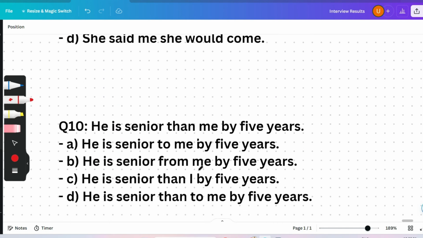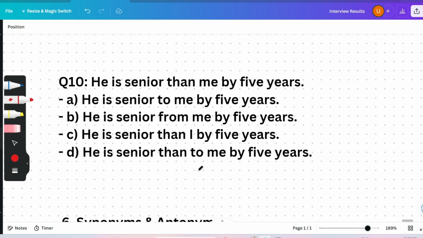So let's go to the next question, that is: he is senior than me by 5 years. He is senior to me by 5 years. He is senior from me by 5 years. He is senior than I by 5 years. He is senior than to me by 5 years. So what will be the correct answer?